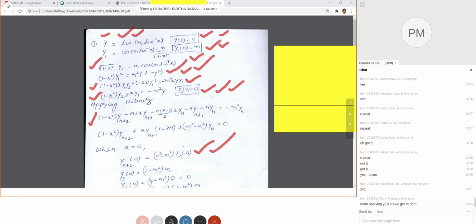Now start applying Leibniz for minus x y1. So minus x as it is, y1 nth derivative is yn plus 1. Then n will come, minus x derivative is minus 1.